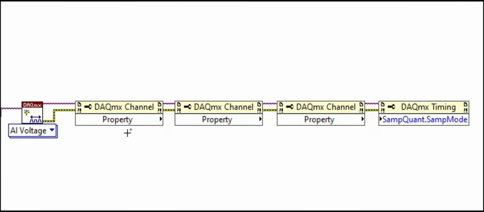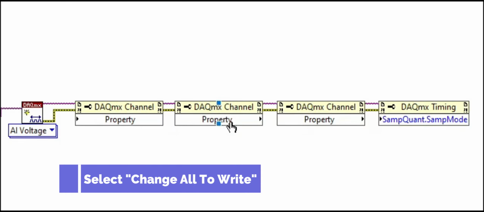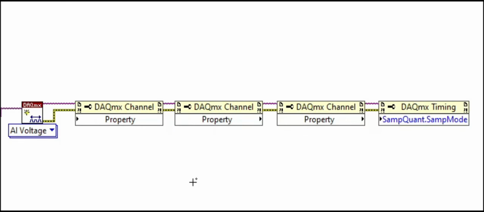Next, right-click on the first channel property node and select Change All to Right. Repeat this step for the second and third channel property nodes.